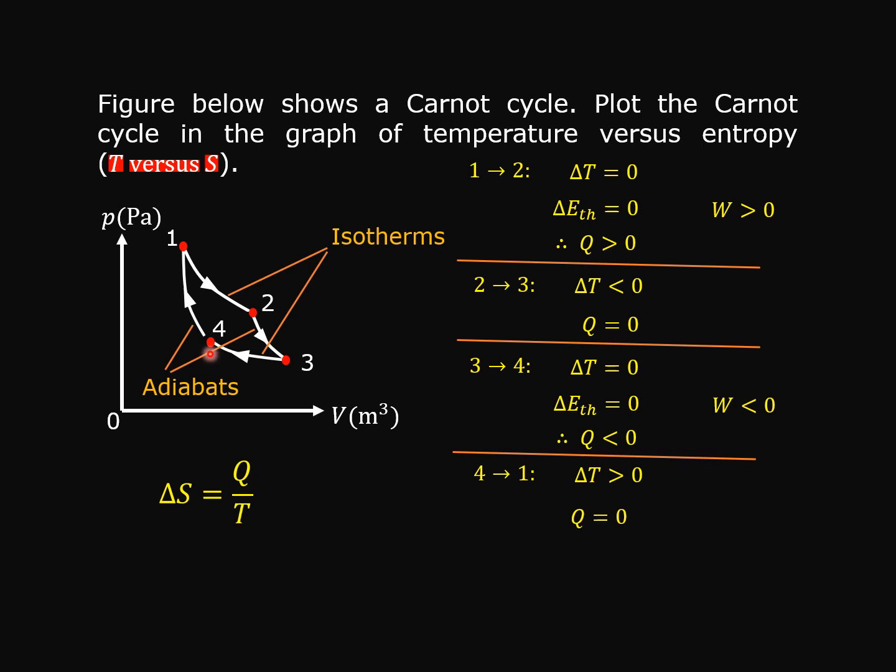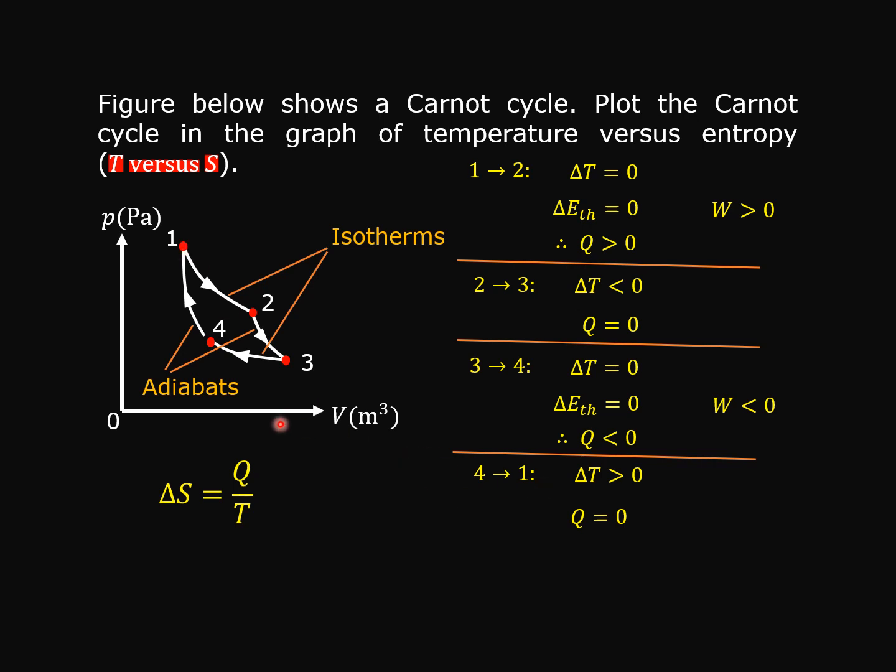For the last process in the complete Carnot cycle, it happens when the state changes from 4 to 1. At state 4, the temperature is the same as state 3, and at state 1, the temperature is the same as state 2. And therefore, we know that the temperature of state 4 is less than the temperature at state 1.